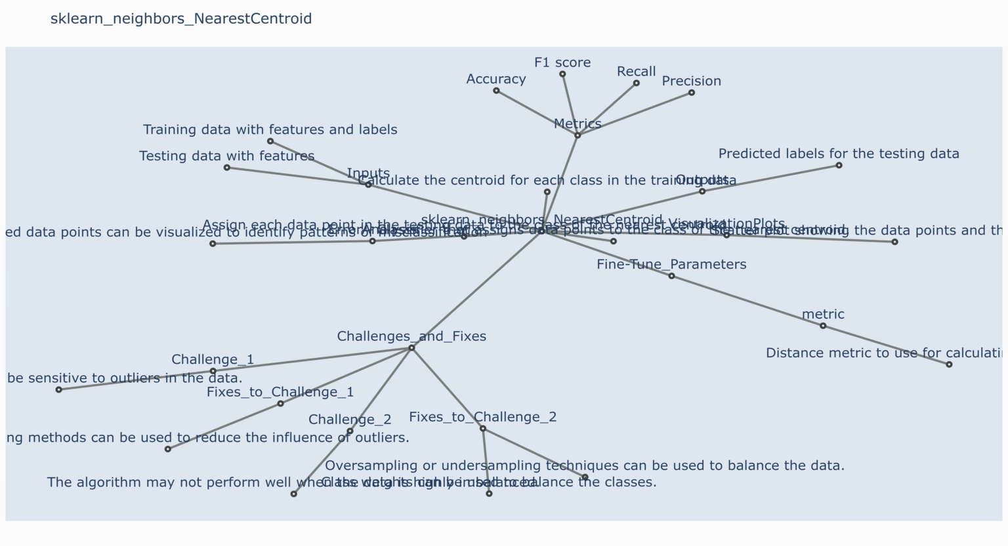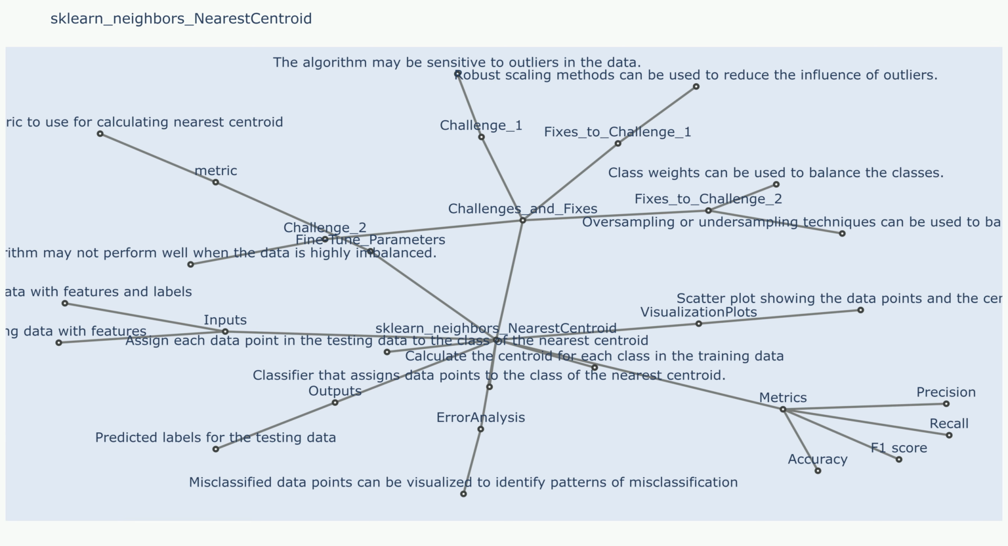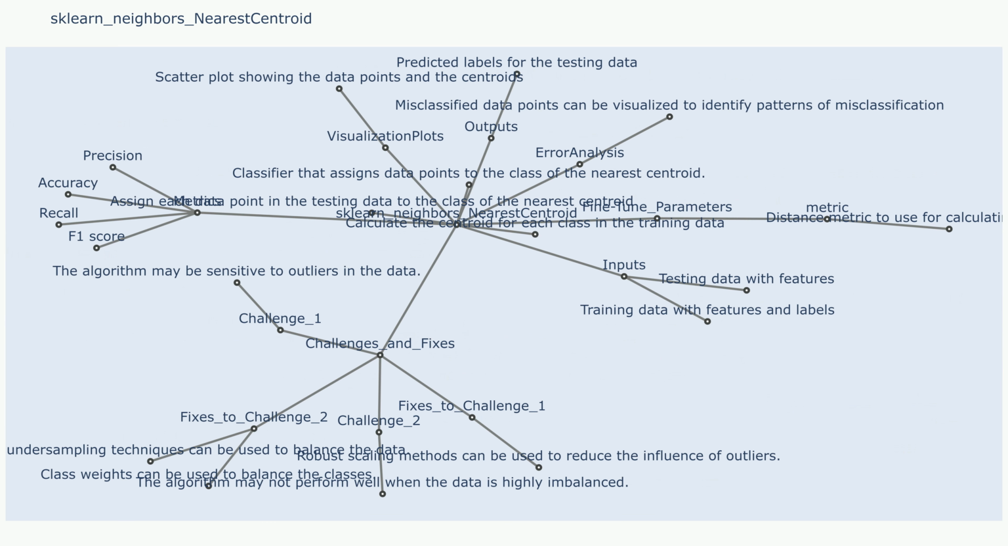sklearn.neighbors.NearestCentroid. Description. Nearest centroid is a classifier that uses the mean of the samples in each class as the centroid for that class. When predicting the class of a new sample, it finds the centroid closest to that sample and assigns the class of that centroid. This method is simple and efficient, particularly for high-dimensional data.